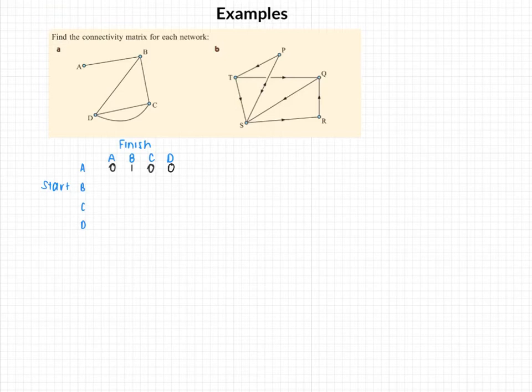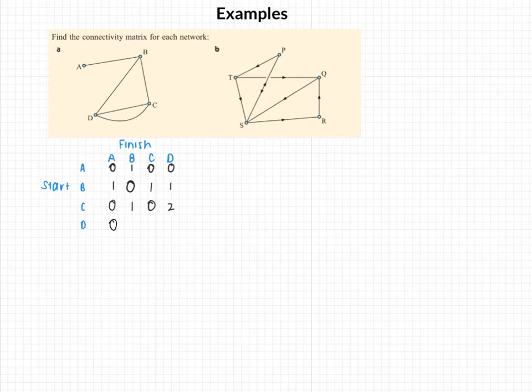So from B to A, there is an edge, so that's represented by the value of 1. From B to B, there's no edge, but from B to C there's 1, and B to D there is 1 as well. From C to A, 0. From C to B, there is 1. From C to C, there is 0. From C to D, there are 2 edges. From D to A, 0.